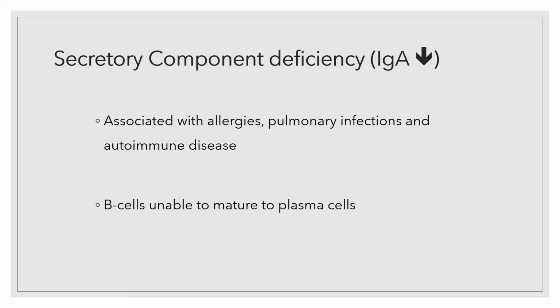The most common B cell disorder affects 1 in 800 people, and that is secretory component deficiency. That's where they have a deficiency of secretory IgA. This condition may actually evolve into common variable immunodeficiency. This is associated with allergies, pulmonary infections, and autoimmune diseases. Generally, these people are in ill health. The patients often have rheumatoid arthritis, lupus, and thyroid conditions, but the patients are no more susceptible to viral diseases. The B cells in this case are unable to mature to plasma cells. Otherwise, they're directed to produce secretory IgA.